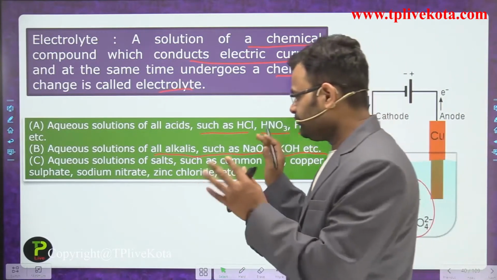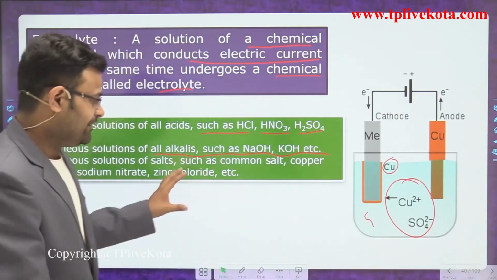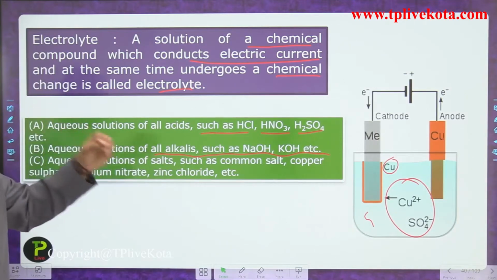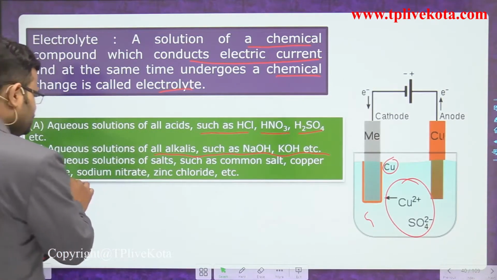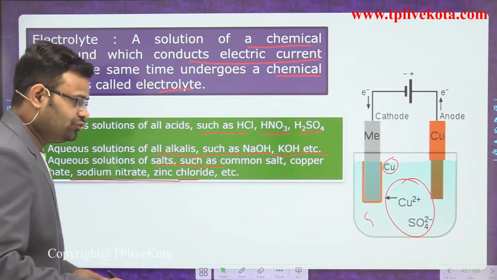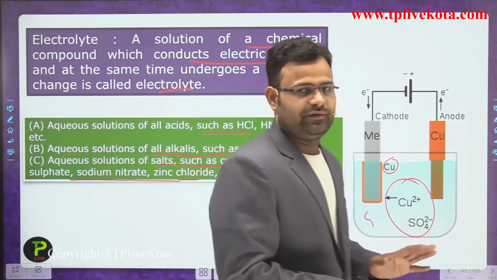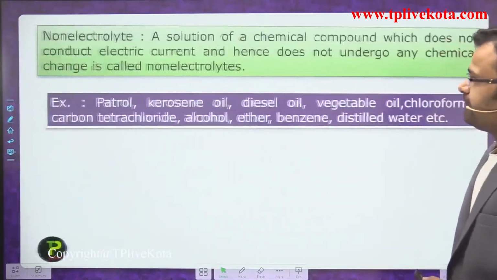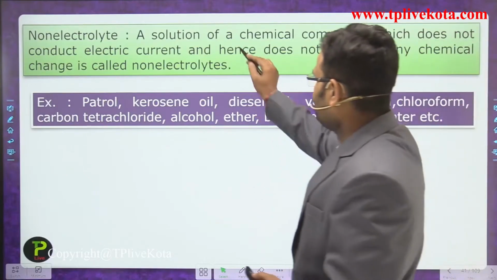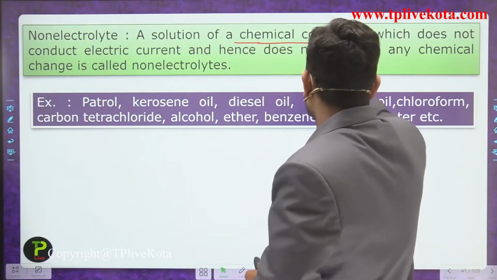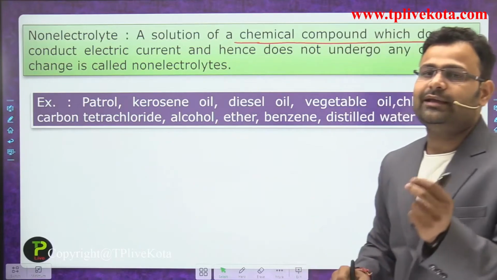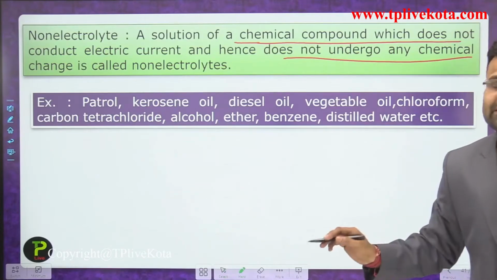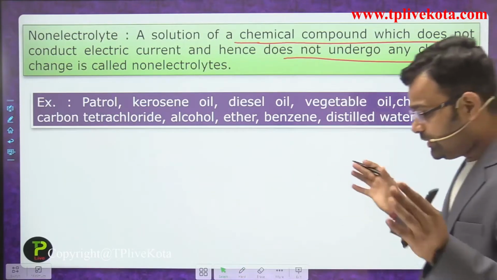Dear student, don't take any tension about these names, because as you move forward and study chemistry, you can learn and understand all these things. So these types of solutions are used whenever we require the different processes of electroplating. A non-electrolyte is a solution or chemical compound which does not conduct electrical current and hence does not undergo any chemical changes.